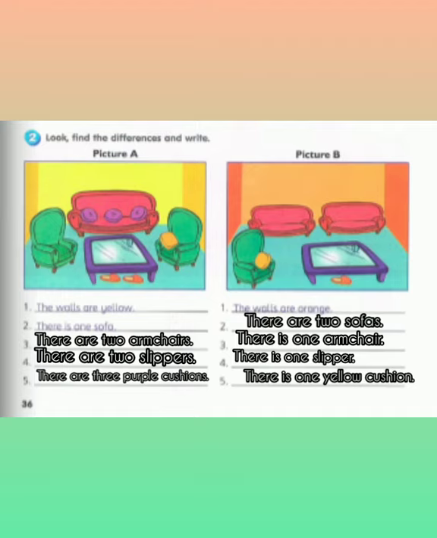Okay, and now please finish the work and send it to my Telegram. Okay? Make sure you write it correctly based on the answers. Use there is and there are. There is for singular, there are for plural.